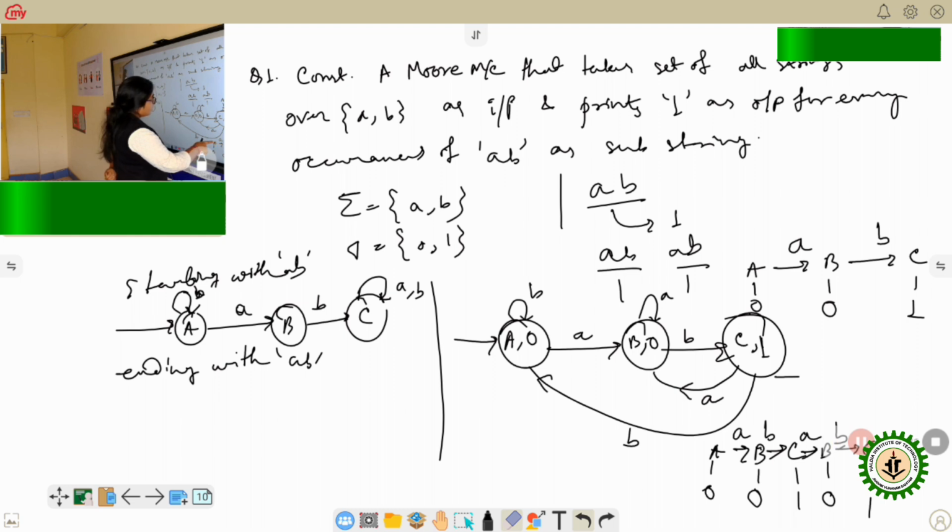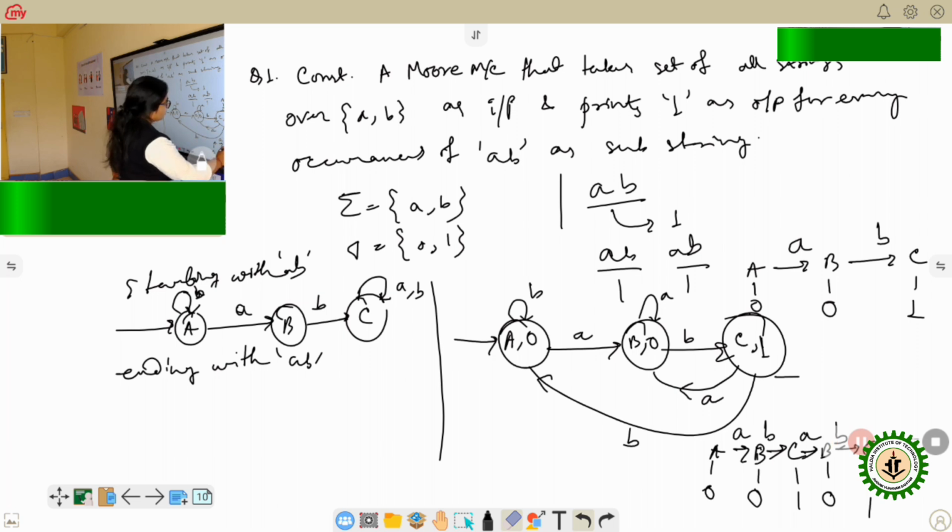So the state itself is generating the output. A is generating 0. From B, by giving input B, it can go to state C. But B is generating the output 0. C is generating output 1.